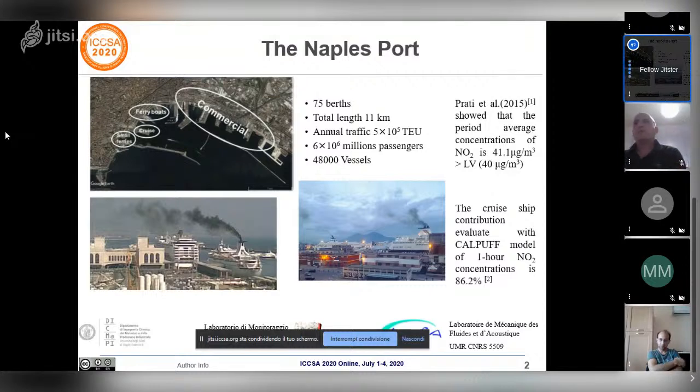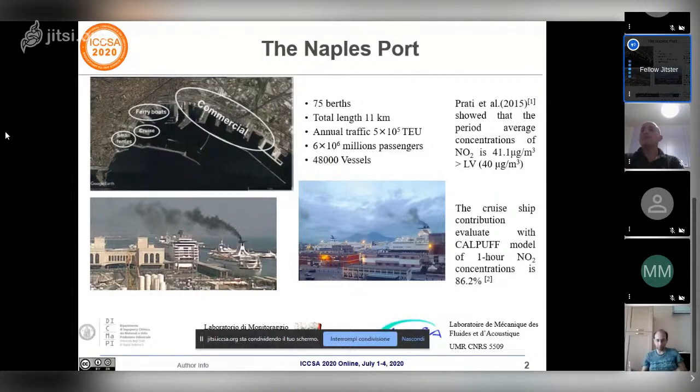Different studies were conducted to estimate the contribution of ship emissions on air quality in Naples. For example, Murray et al. estimated the cruise ship contribution on air quality in an urban area with the CALPUFF model. The result of this study is that the maximum contribution of cruise ship emissions to pollutant concentration levels at the 1 hour peak is about 86%.